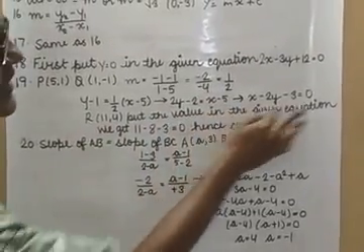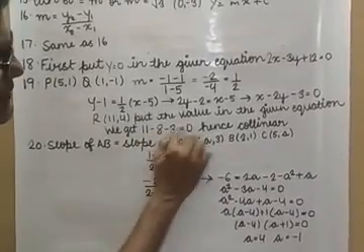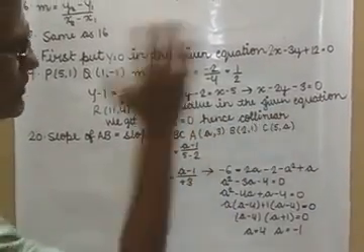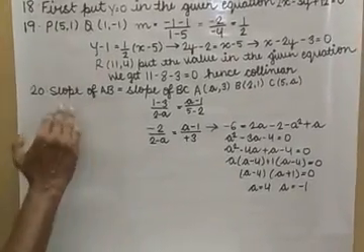Put the value in the given equation. We get 11 minus 8 minus 3 is equal to 0. So 11 minus 11 is equal to 0. Hence collinear. And in question number 20, what do you have to do?